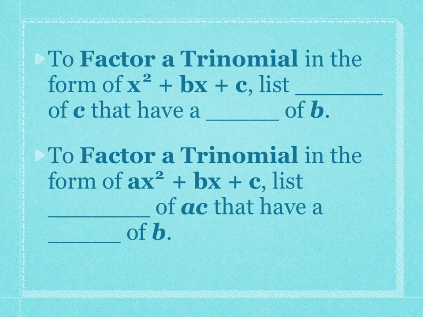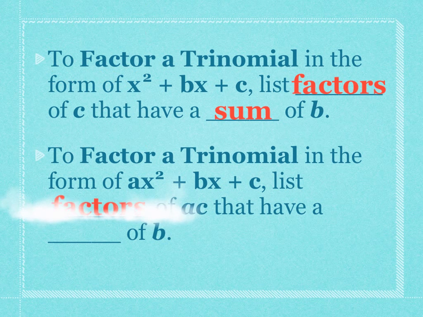This next example says, to factor a trinomial in the form of x squared plus bx plus c, list factors of C that have a sum of B. Basically, this form means that you don't have a number in front of x squared. It's just going to be an understood one. And then to factor a trinomial with the form of ax squared plus bx plus c, list the factors of AC that have a sum of B.